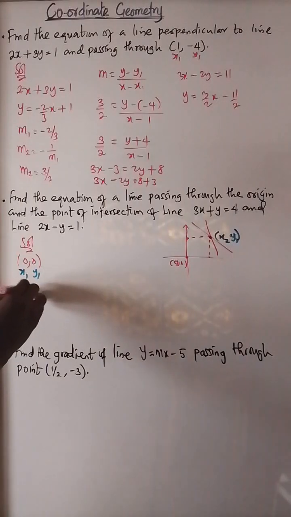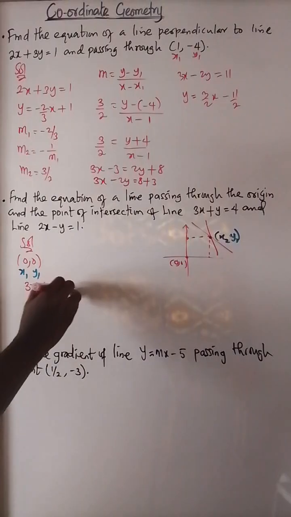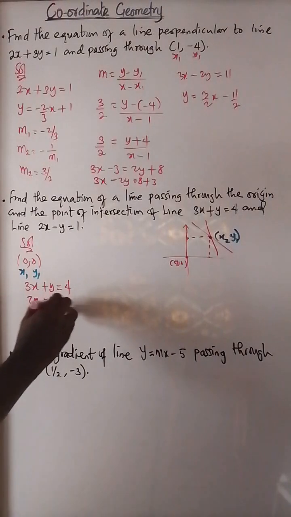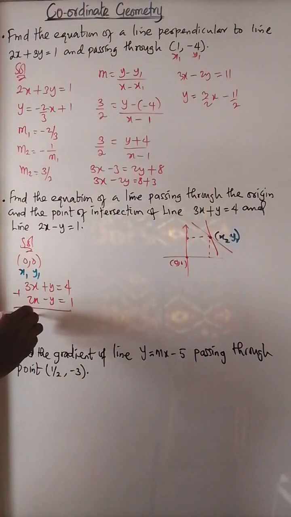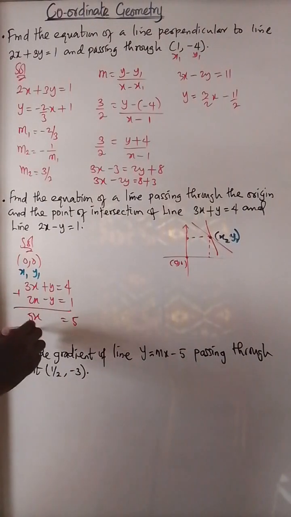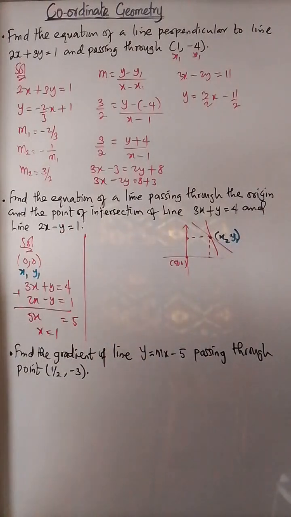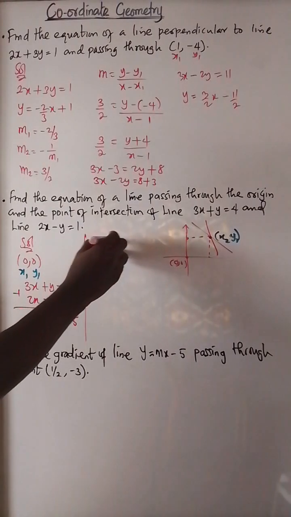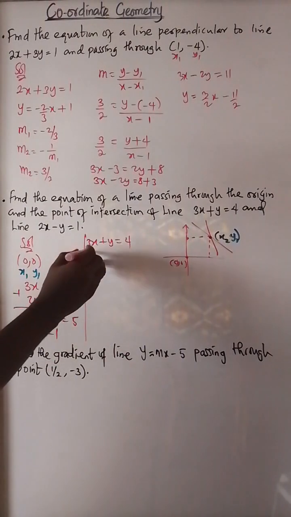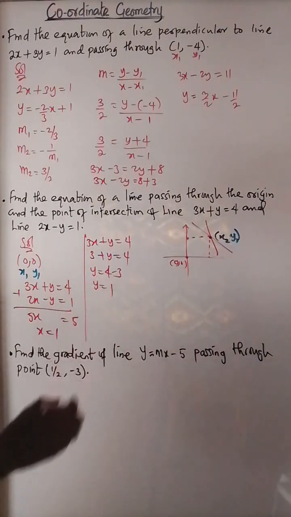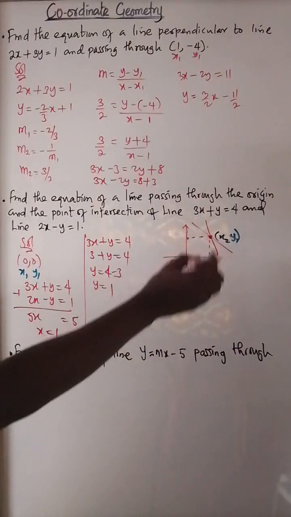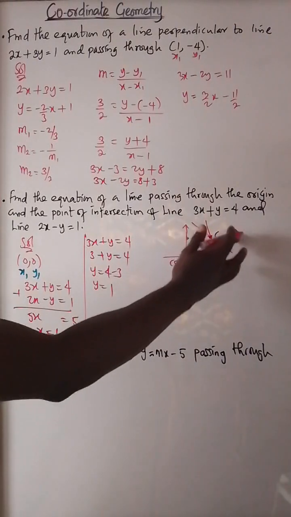So let's do that first before we get the equation of the line. So we have 3x plus y equals 4. We have 2x minus y equals 1. We can eliminate by adding because this will cancel out. So 3x plus 2x is 5x equals 5. From here, x equals 1. After getting the value of x, we can get that of y from equation 1. So we can come here and say 3x plus y is 4. So our x is 1. 3 times 1 is 3, plus y is 4. So y is what? 4 minus 3. So y is 1. So it means this point where these two lines cross each other, the coordinate is what? 1, 1.